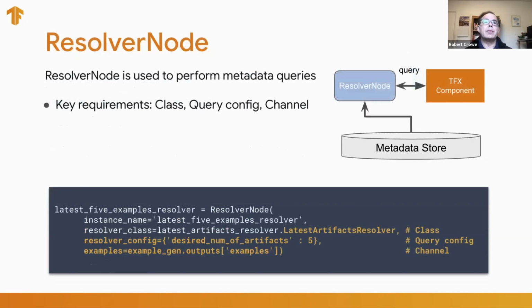So the resolver node I mentioned earlier, a resolver allows you to do queries into metadata. So if you want the latest outputs from the example gen component and you want the latest 5, you can do this kind of query, which is useful in some scenarios.